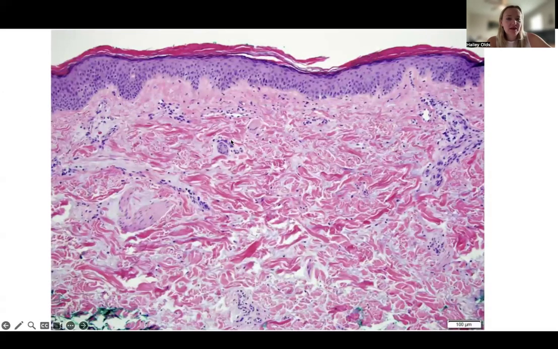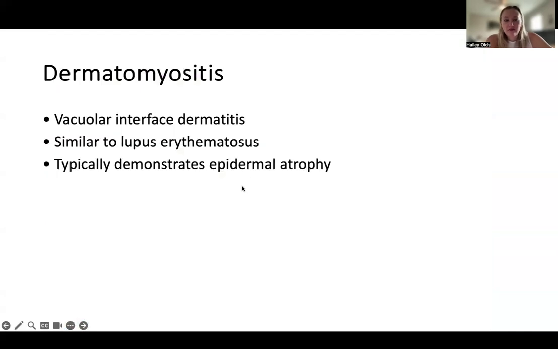Okay, so this one, there's a lot of mucin here in the dermis that you can see, and you could highlight that with the colloidal iron stain. The interface dermatitis here is very subtle, maybe a little bit here. And you have some parakeratosis. The epidermis looks like it might be a little thinner here too. So this is dermatomyositis. You get a vacuolar interface dermatitis and some epidermal atrophy with dermal mucin. It looks similar to lupus, but might have less inflammation, though it kind of depends on what type of lupus it is.